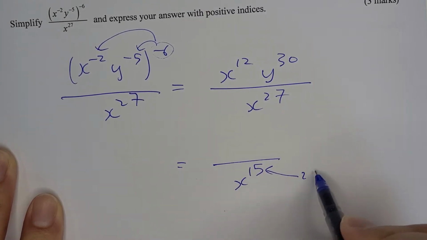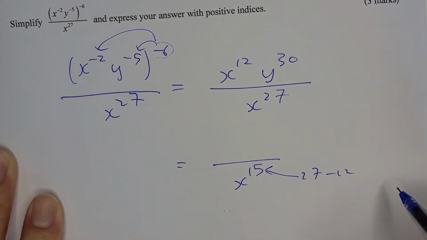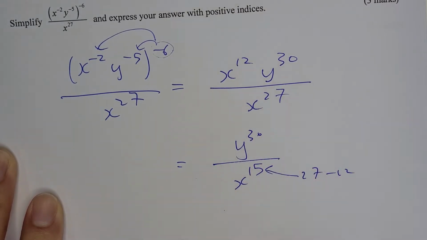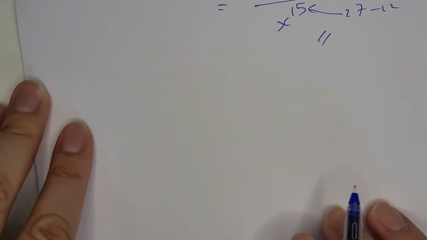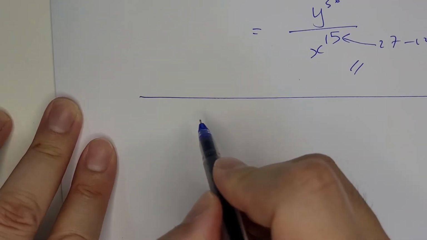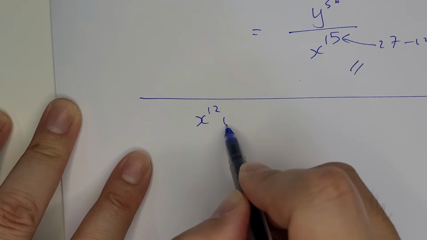Why? That is 27 minus 12. And the numerator is y to the power 30. And that is your final answer. Some of you may do it in this way. Some of you may think, okay, I still move to this step.